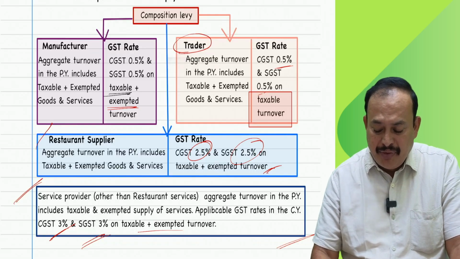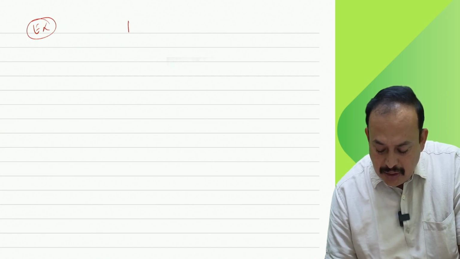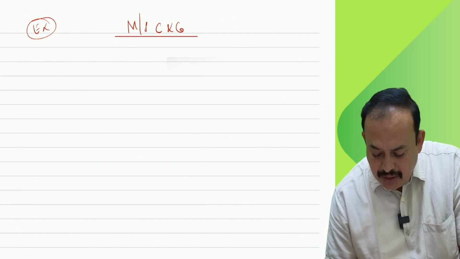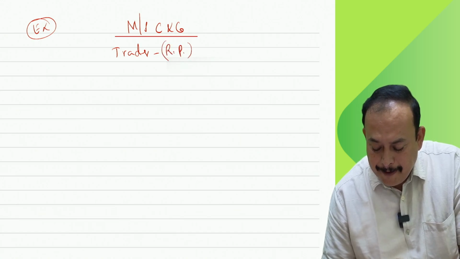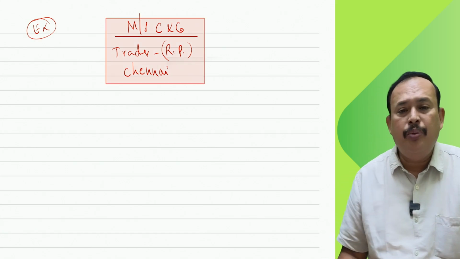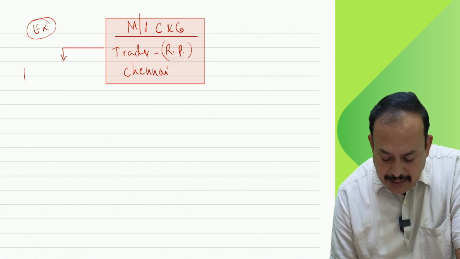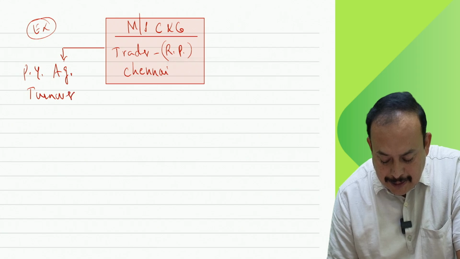Here, I am going to bring to notice a simplified example, my dear. Look here, one example. Mrs. C and Company, a trader, registered person under GST, located in Chennai. So, he's a trader. Now, assume a scenario. In the previous year, aggregate turnover was rupees 140 lakh.